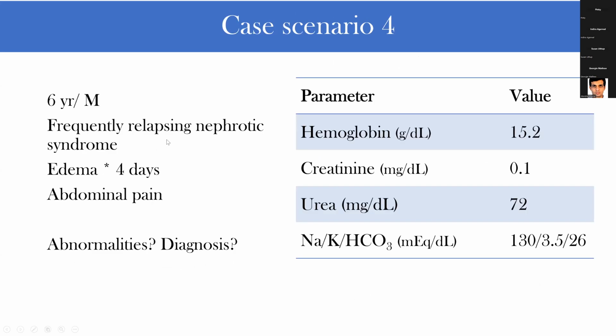Going on to case scenario 4. You have a child with frequently relapsing nephrotic syndrome with edema for 4 days, abdominal pain, abnormalities. So abdominal pain with the following investigations. Would anybody like to describe the abnormalities and the diagnosis in this patient?